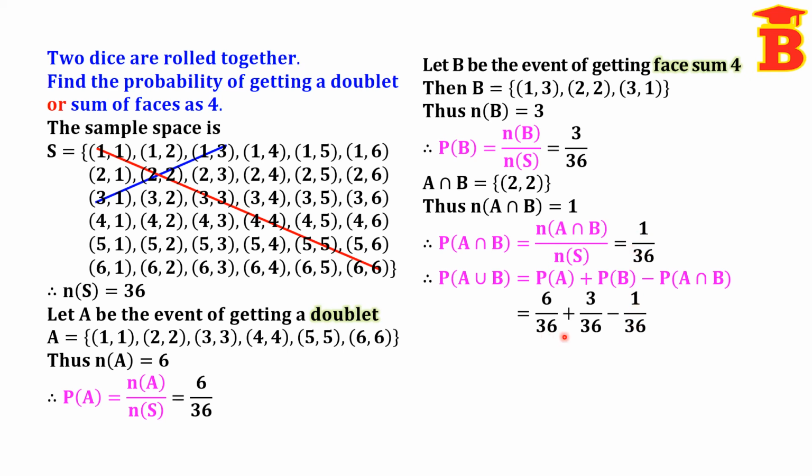See the denominator, same number. So we can take LCM very easily. So taking 36 LCM, just add the numerator numbers. 6 plus 3, 9. 9 minus 1, 8. So we get 8 by 36. Cancel by 4. We get the final answer 2 divided by 9.